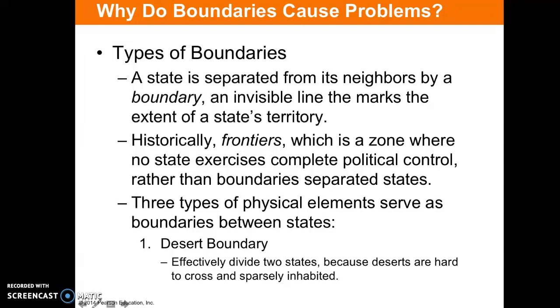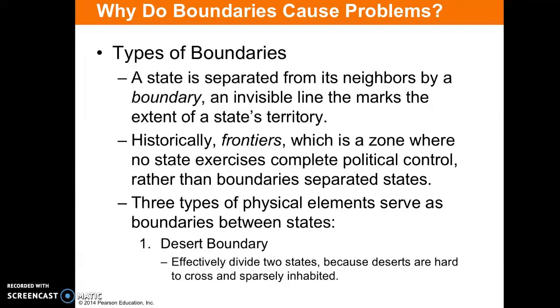So to start with, a boundary is something that separates a state from its neighbors. A boundary is usually an invisible line that marks the extent of a territory, so you don't usually see the boundary, but it would be marked clearly on maps. Historically, frontiers, which are zones where no state exercises political control, would have separated states, but we don't have many frontiers left. Really, the only frontiers we have would be maybe Antarctica and the Arctic.